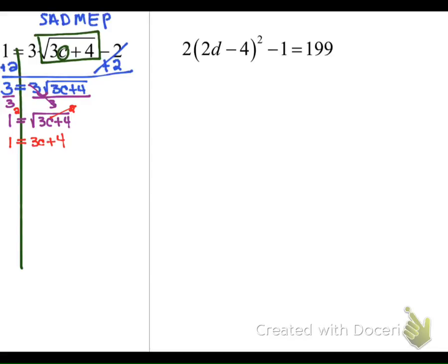Now I have a 2-step equation I'm going to solve. The first number I'm going to get rid of is the 4. The opposite of a plus 4 is a minus 4. I'm going to simplify my left side. 1 minus 4 will equal negative 3. To get the variable by itself, I'm then going to divide each side by 3. My 3's will cancel. Negative 3 divided by 3 will equal negative 1.